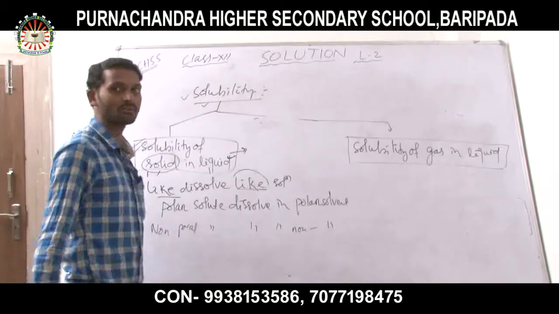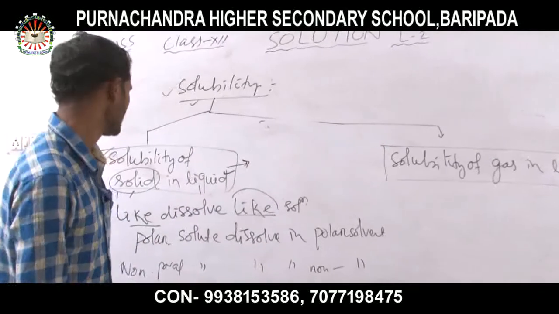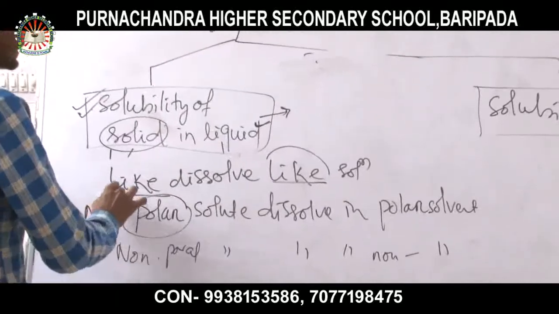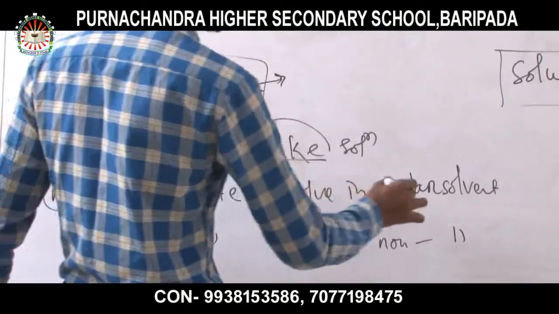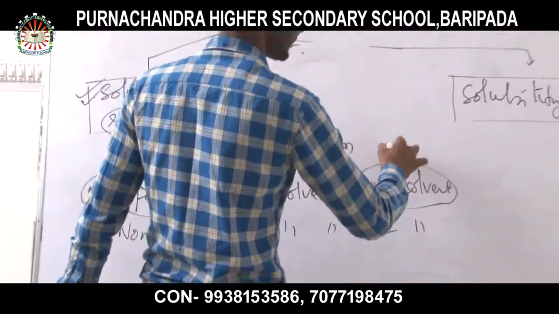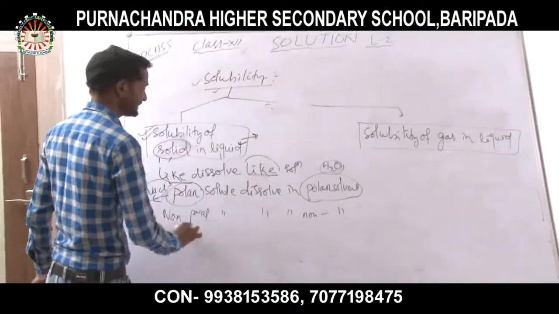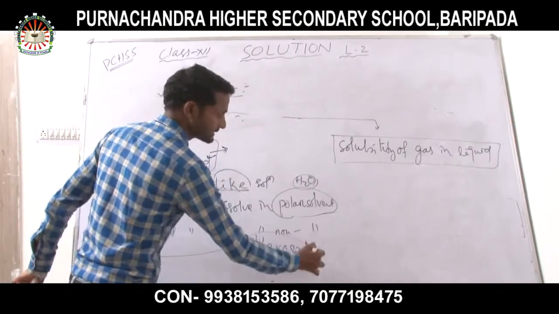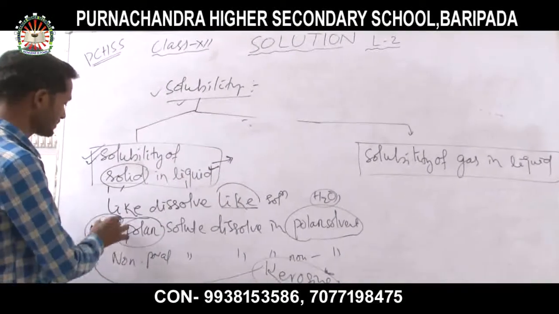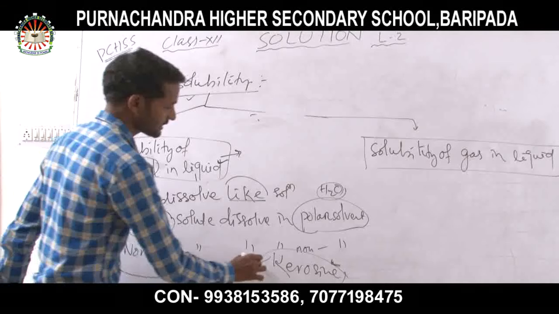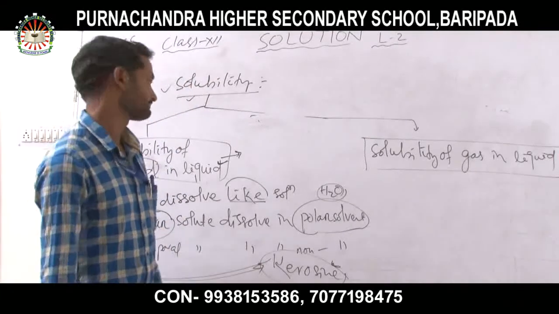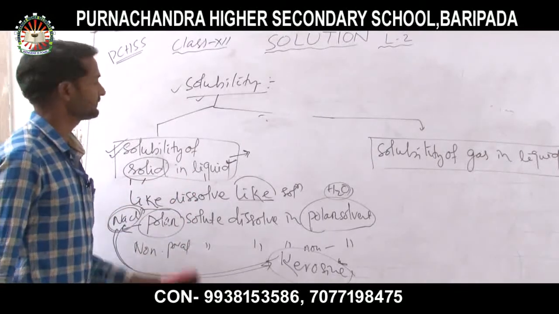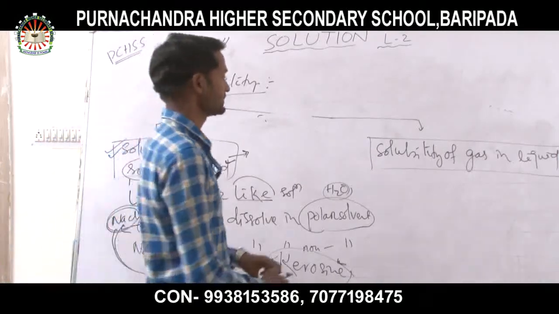Polar solute cannot be dissolved in non-polar solvent. For example, NaCl is a polar compound, so it dissolves in a polar solvent like water. Water is polar, but NaCl cannot be dissolved in kerosene or benzene, which are non-polar solvents. So sodium chloride does not dissolve in kerosene or benzene. That is the solubility of a solid in a liquid, and these are the factors affecting it.